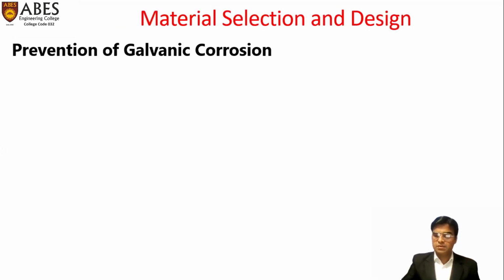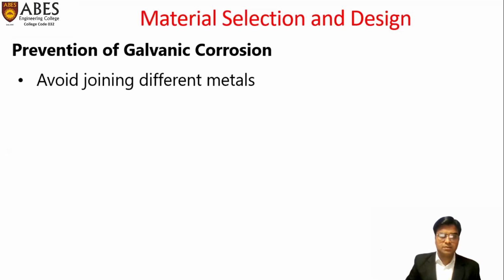While preparing the structure, we can prevent galvanic corrosion by following certain sets of rules. So these rules are: avoiding the joining of different metals. It means that when we have to prepare the structure, we should try to prepare it with a single metal, because if we use two different metals, those metals may work as anode and cathode respectively. So one metal is working as anode, whereas the other metal is working as cathode, and the metal which is working as anode will undergo corrosion.